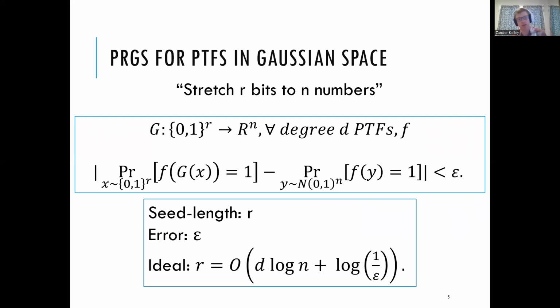Your generator needs to be computationally efficient, and in addition, we're trying to minimize these parameters, the seed length r and the error epsilon. For a given error epsilon, the ideal seed length for this problem looks like this. In particular, it's linear in d, the degree of the polynomial. So this is what you could hope to obtain ideally.